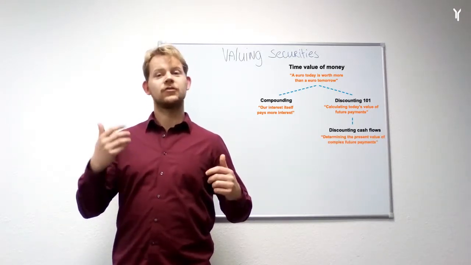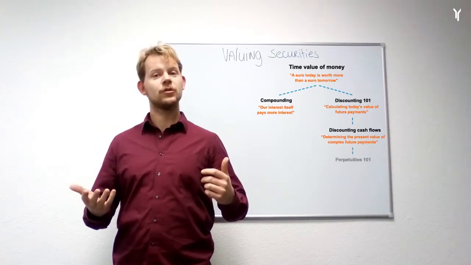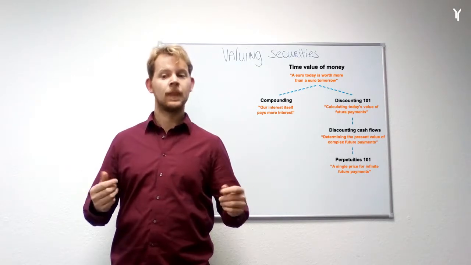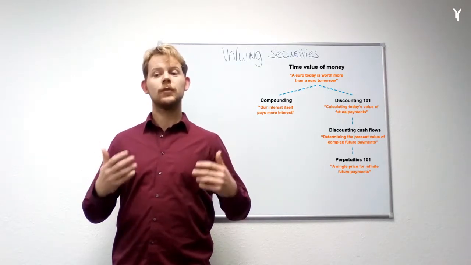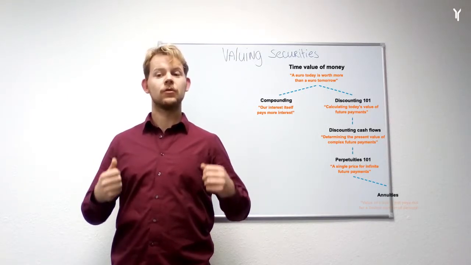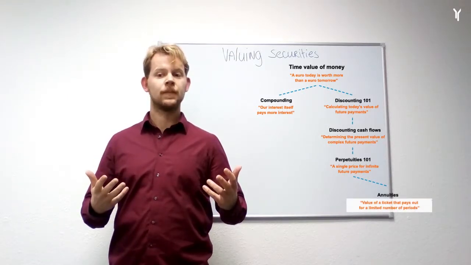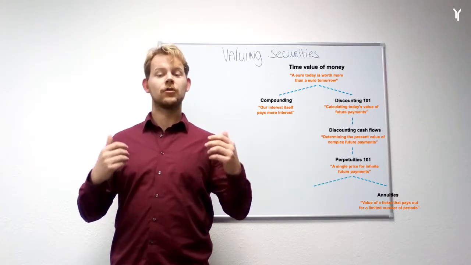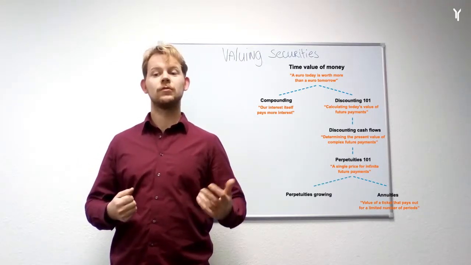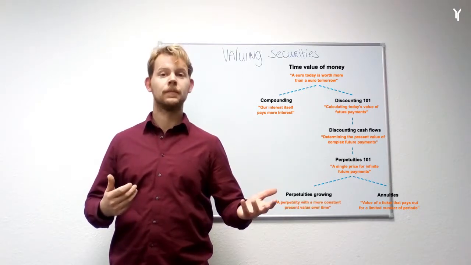And we took discounting a step further by taking a look at perpetuities to determine a single price for infinite future payments. The tricks we learned helped us to derive a general formula for annuities, a ticket that pays out for a limited number of periods. And we expanded our concept of perpetuities by allowing the payments to grow, resulting in a perpetuity with a more constant present value over time.